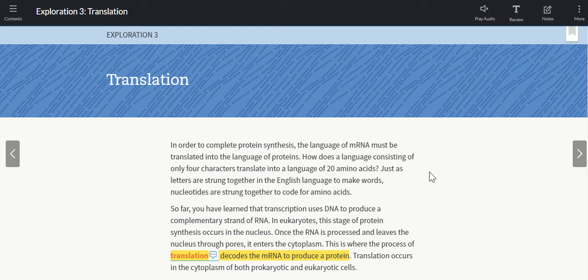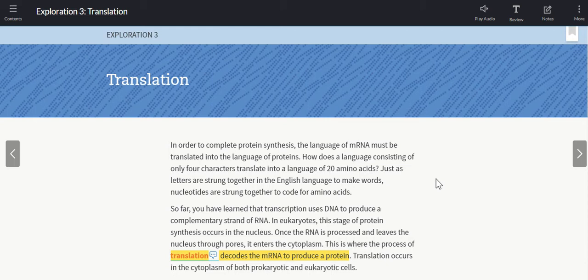All right, welcome back. Today we're going to look at the last exploration from Unit 6, Lesson 2. This is Exploration 3, and we are going to look at the second part of our protein synthesis process. In Lesson 2, we've been talking about this idea of protein synthesis where the information found in DNA is copied and converted into a physical structure called a protein.